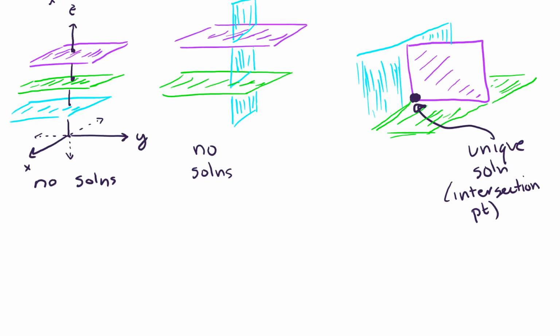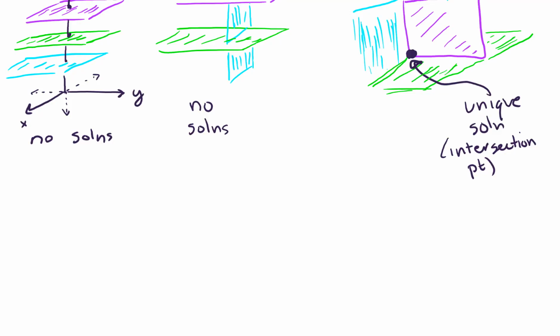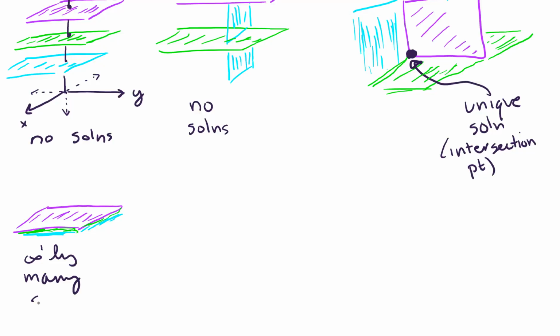Other situations that could arise, we could have infinitely many solutions. One way of visualizing that would be to think about a plane. In fact, we could put all planes together. They could all lie right on top of each other. This is all planes are coplanar, we could say. There's the turquoise one. And this is a case where we get infinitely many solutions.